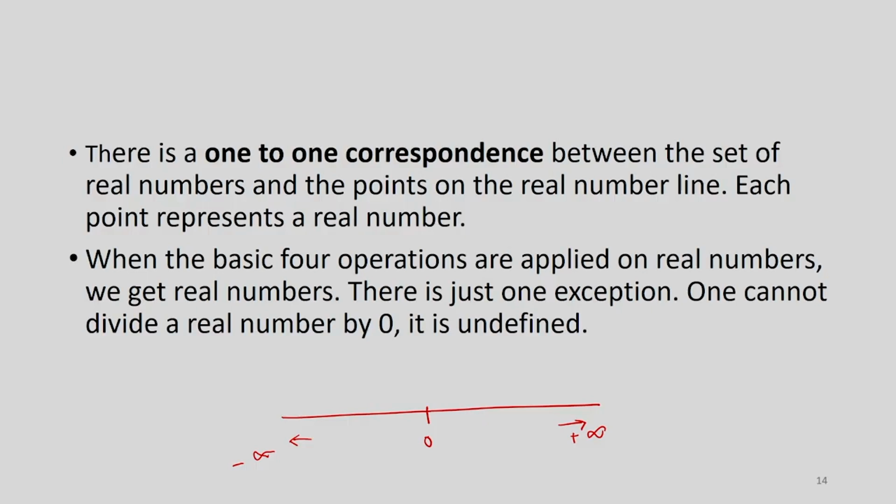So, the main point that has to be paid attention to is that each point on this line corresponds to some real number. That number could be rational, it could be irrational, but it has to be a real number, and that real number corresponds to some point on this horizontal line which is called the real number line. And we also said that if we perform the 4 operations, that is addition, subtraction, multiplication and division on the set of real numbers, then we only get real numbers, we do not get out of the set of real numbers.